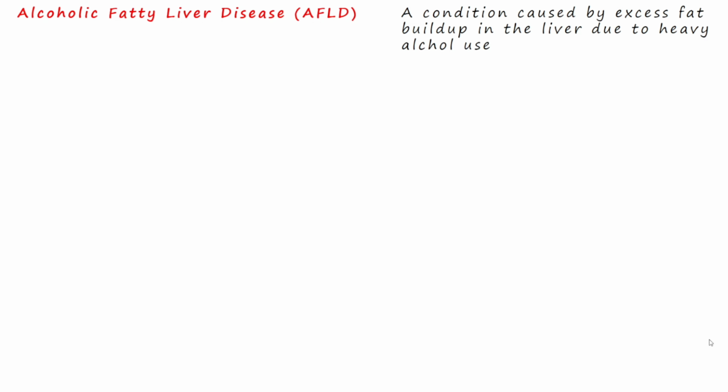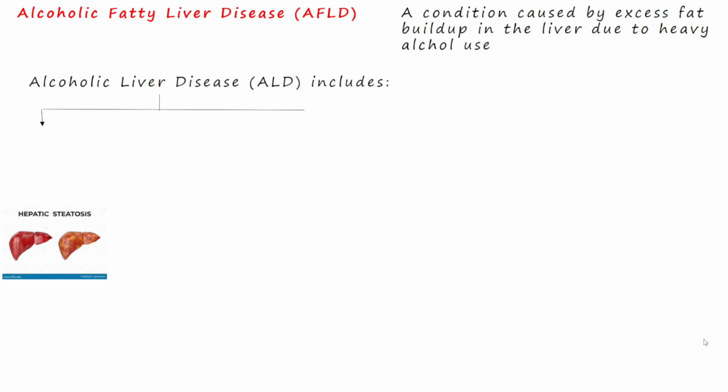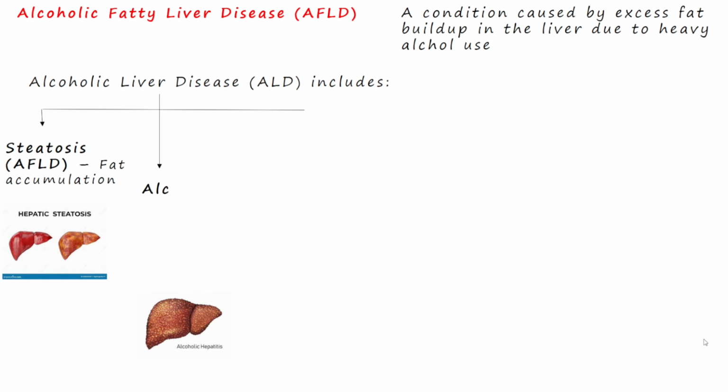Let's begin. Alcoholic fatty liver disease happens when fat starts to accumulate in your liver due to long-term heavy alcohol use. It's often the first stage of alcohol-related liver problems. Alcoholic liver disease or ALD represents a spectrum. It starts with alcoholic fatty liver, progresses to alcoholic hepatitis, and in advanced cases leads to cirrhosis.